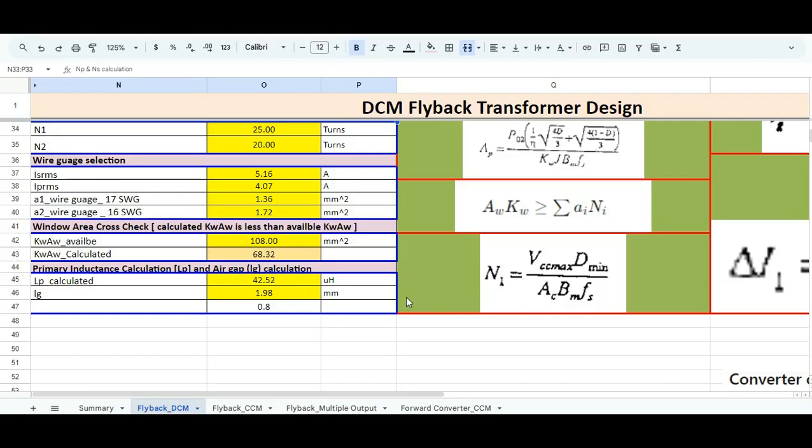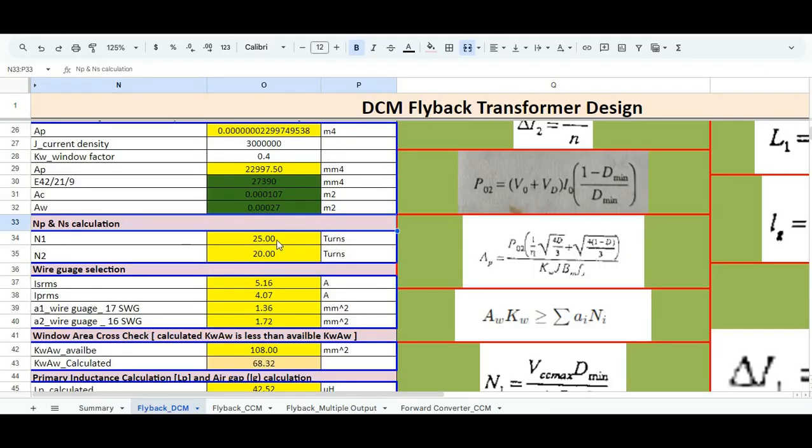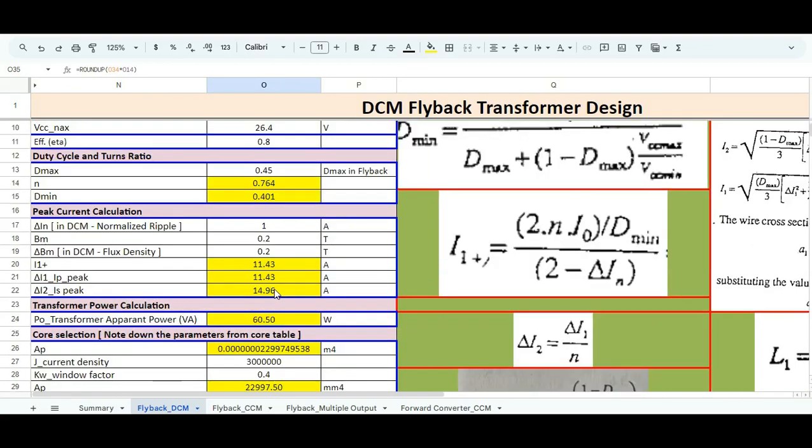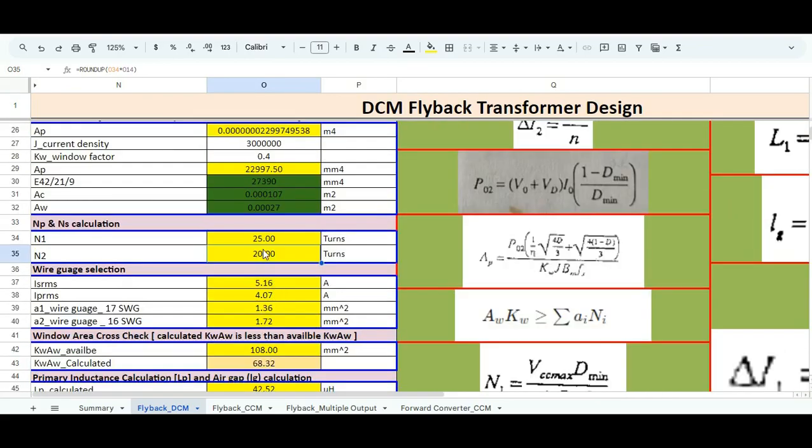If you put all these values, I'm getting the primary number of turns as 20 turns, and in order to calculate the secondary number of turns, you have to multiply by your turns ratio, which is coming around 0.76. Here we calculated 0.76, and multiplying by the primary number of turns will give you the secondary number of turns. So we are good. We have the 25 primary turns and we have 20 secondary turns.